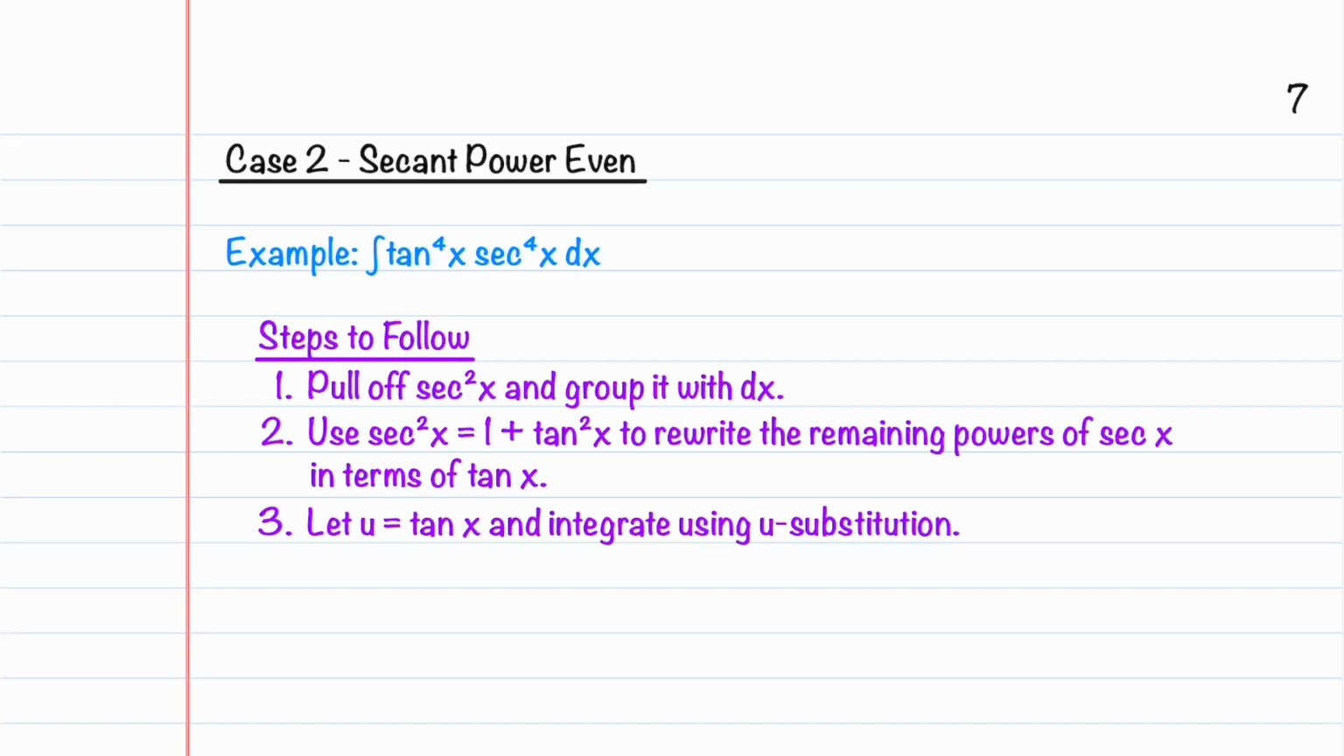We'll now look at integrals of powers of tangent and secant when the secant power is even, and the example that we're going to walk through is tangent to the 4th x secant to the 4th x, and that has an even power of secant. I've listed steps that we can follow, and we'll start with our first step, which is to pull off secant squared x. Let's highlight that and group it with dx. Once we do this, I will tell you exactly why we're doing this, but it's easier if I can show it to you. Tangent to the 4th x, secant to the 4th x dx.